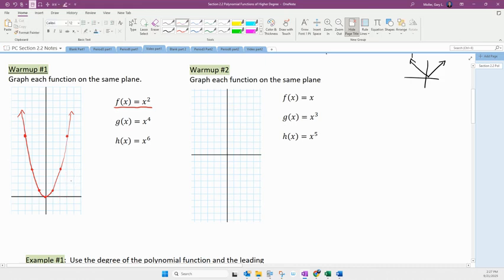So we have that one. X to the 4th is going to look very similar. We got 0 is 0. 1 to the 4th is 1. And then 2 to the 4th is 16. There's 4. That's 9. 10, 11, 12, 13, 14, 15. There's 16. And so at -2, we're also up here at 16.